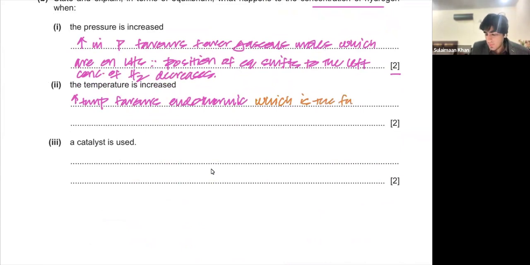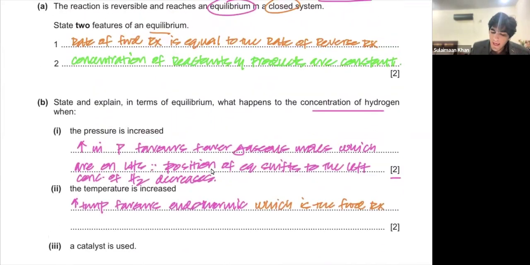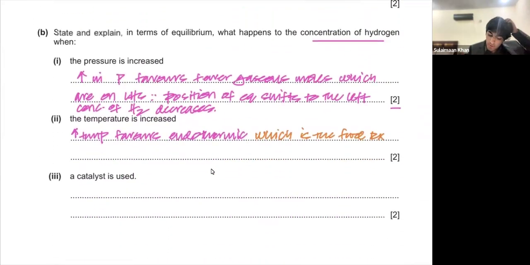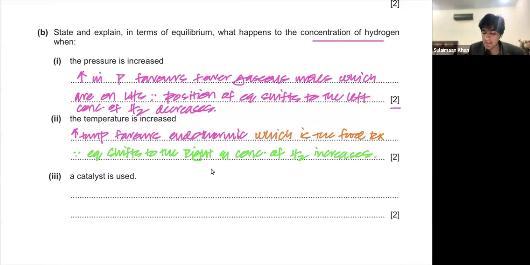It's such an easy paper. And therefore, what happens to the concentration of the hydrogen? Obviously, hydrogen's concentration increases because the equilibrium shifts to the right. So therefore, equilibrium shifts to the right, and concentration of hydrogen increases. Done.